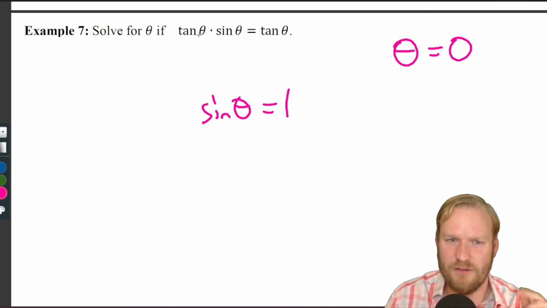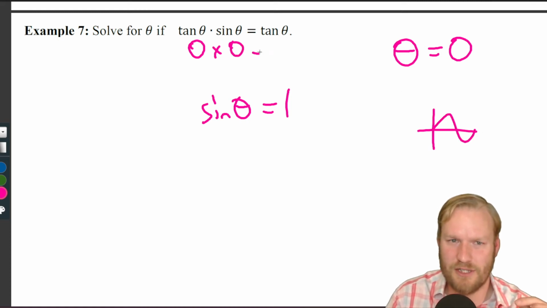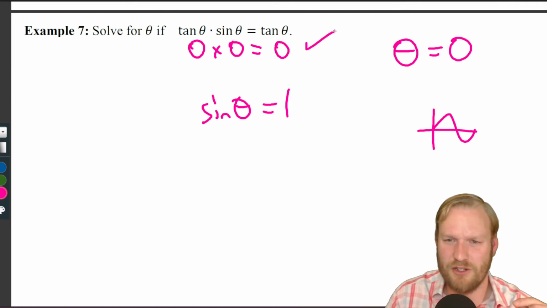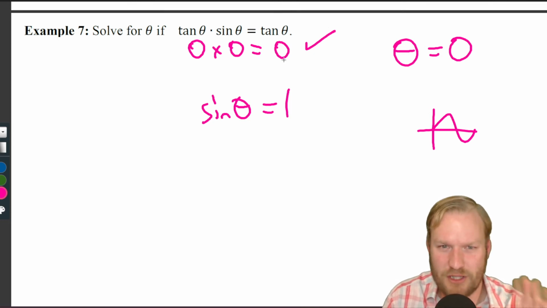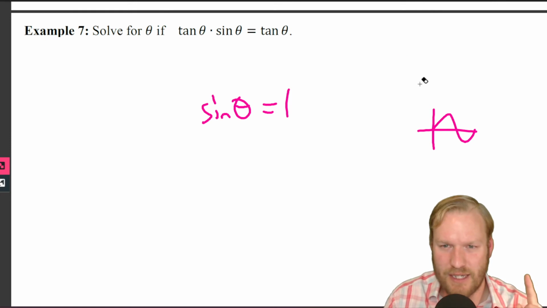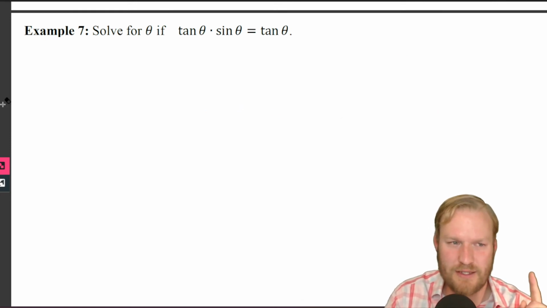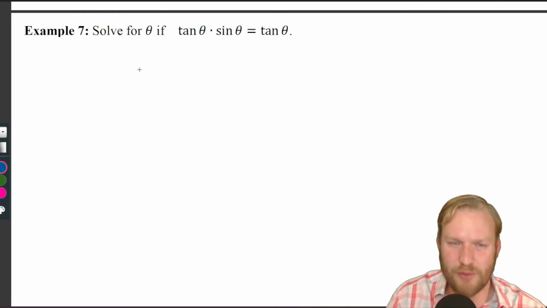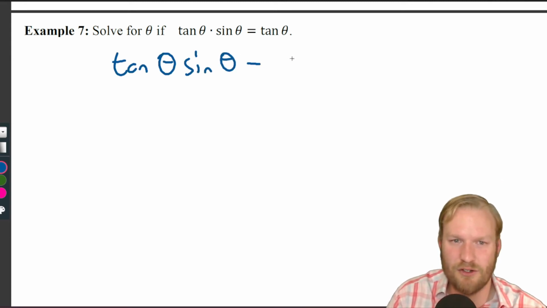Well, if theta is 0, it looks like our solution would work, right? Because tan of 0 is 0. So 0 times anything, well, sine theta, remember, also is 0. So 0 times 0 equals 0. So that should have been a solution. But if we divided through by tan theta, we would have lost that solution. So we cannot just divide everything by tan theta. Instead, let's rearrange such that we have everything on one side equal to 0.